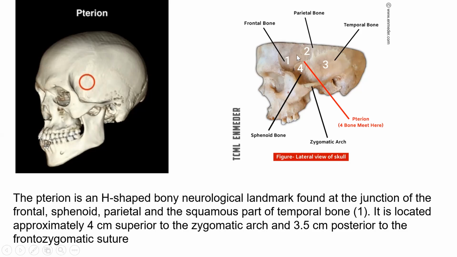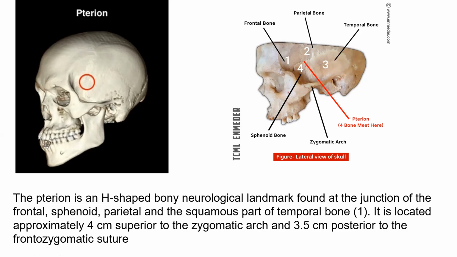This is the frontal bone. This is the parietal bone, this is the sphenoid bone, the greater wing basically, and this is the squamous part of the temporal bone. So here you can see this is an H-shaped type of thing. You can see it is where these four bones unite, and this is known as the pterion.